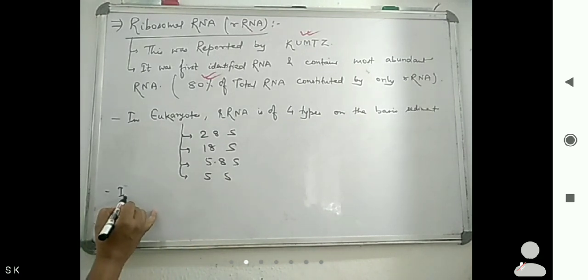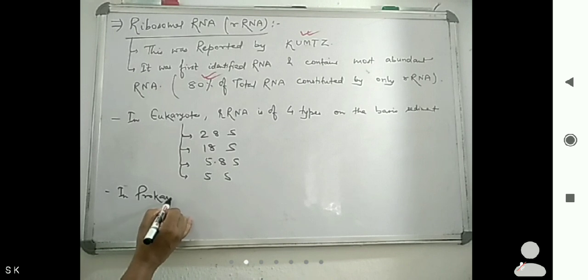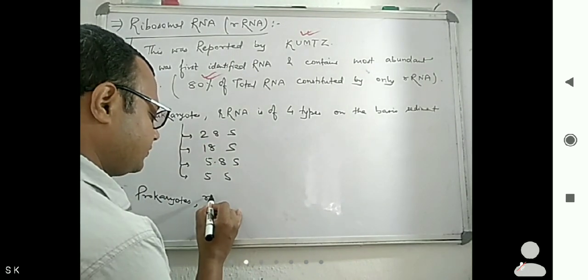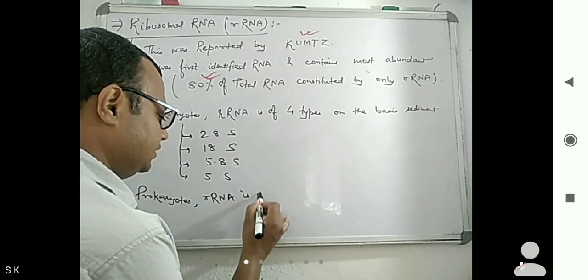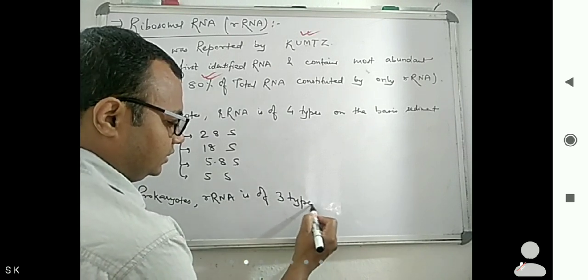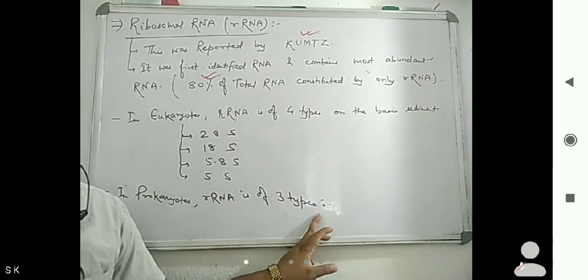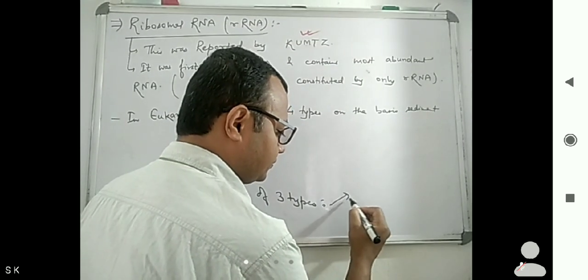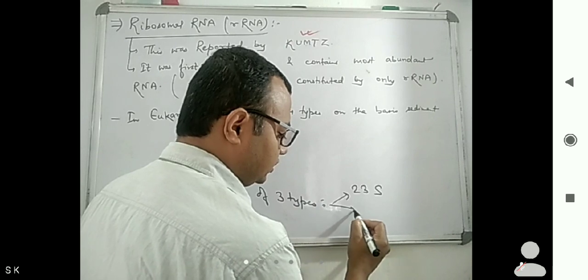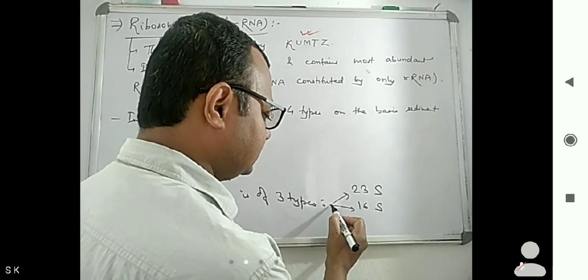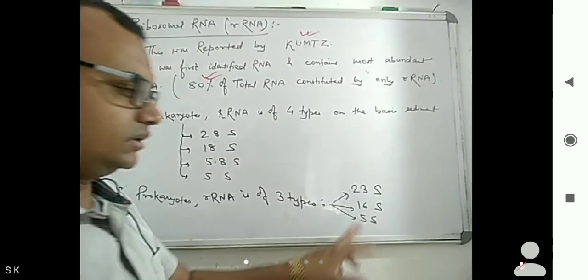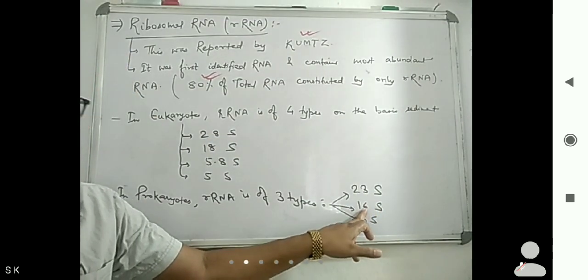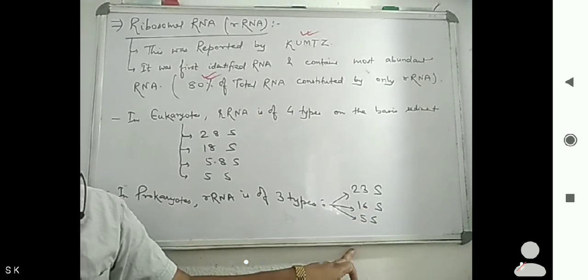Now come on, in prokaryotes. Okay, in prokaryotes rRNA is of 3 types. They have 3 types on the basis of sedimentation. So 23S here, one is 23S, one is 16S and one is 5S. Okay, one is 23S, one is 16S and one is 5S.